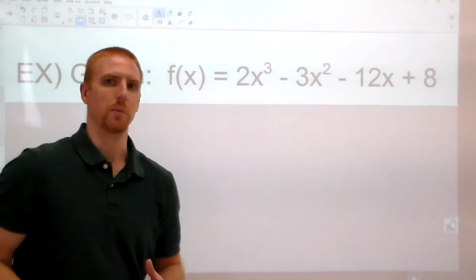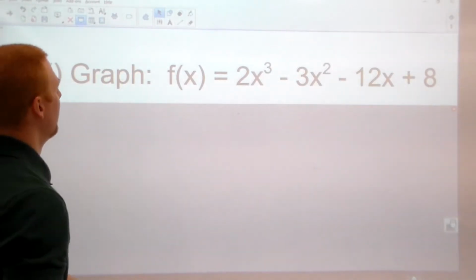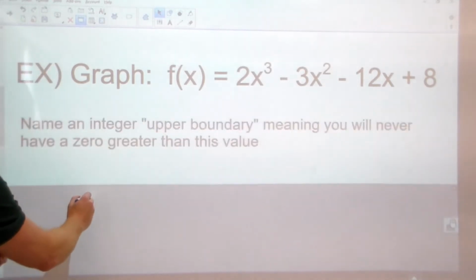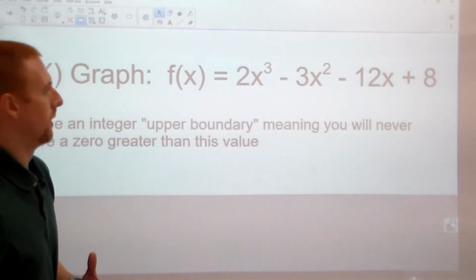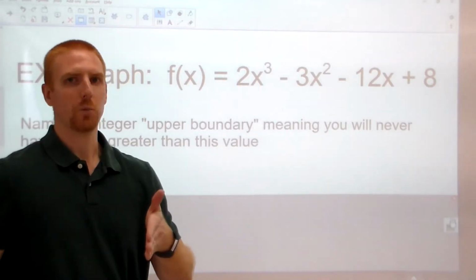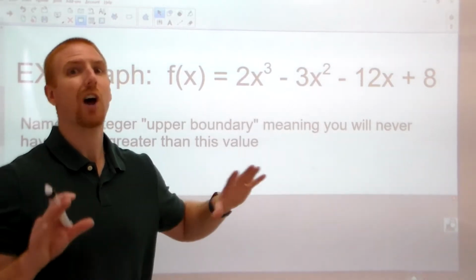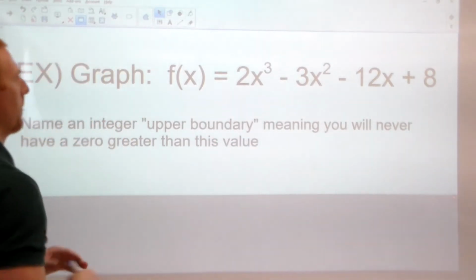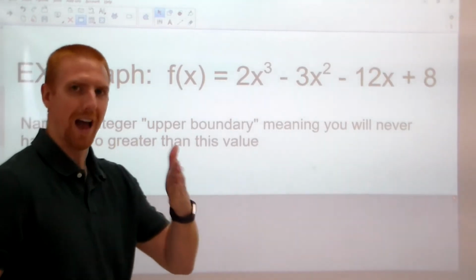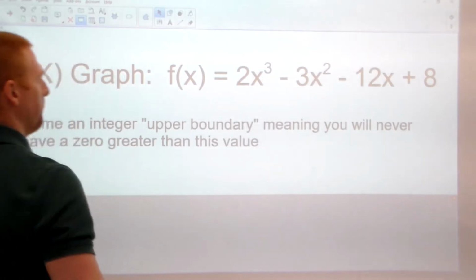So let's look at an example, and I'm going to pull it up on Desmos and cheat at the beginning here, because the first thing I'm going to ask you to do is to name an integer upper boundary. And what that means is it's not the cutoff. It's more like hunting Easter eggs. After this point, I would be saying you're getting ice cold. Better come back. So find a point, an integer value that we don't need to go any further. We're never going to find a 0 past that point.